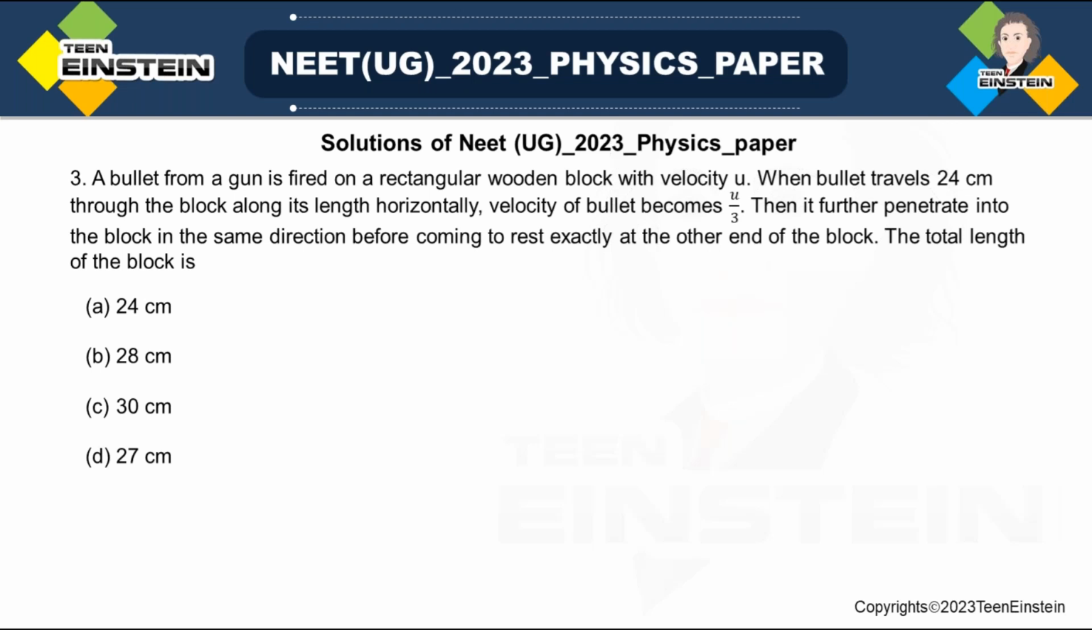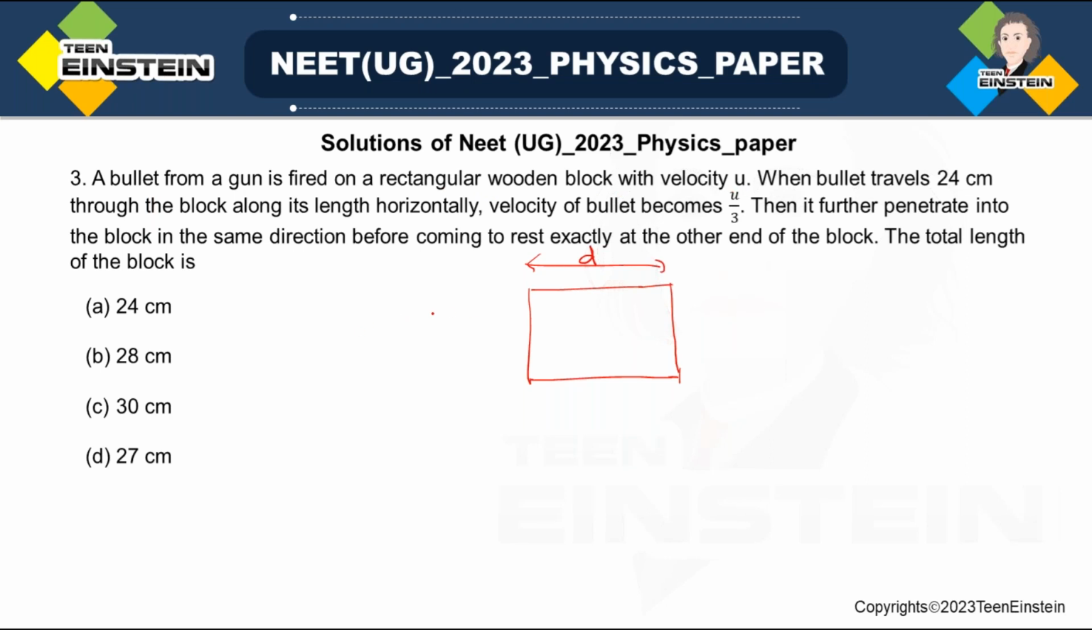Okay, so what is here? A bullet from a gun is fired on a rectangular wooden block. Let us say this is the rectangular wooden block. We don't know what the total thickness is. Let us say the thickness is D. So a bullet from a gun is fired on a rectangular wooden block with speed u.